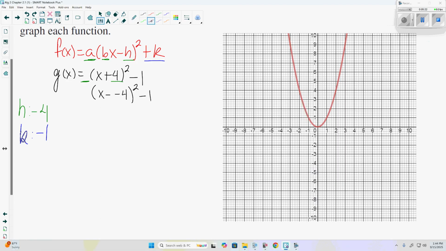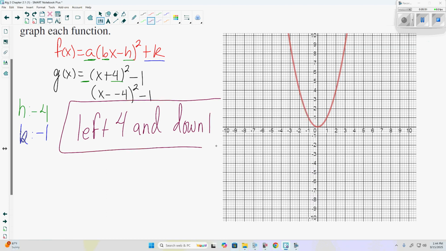That is where we get that opposite of what we think, because of that x plus 4. So for the movement left or right, that value of h is negative 4. Since it's negative, it's telling us it's moving to the left 4. And k is up or down. Since k is negative 1, it's going down 1. So the transformation for this here is going to be left 4 and down 1.